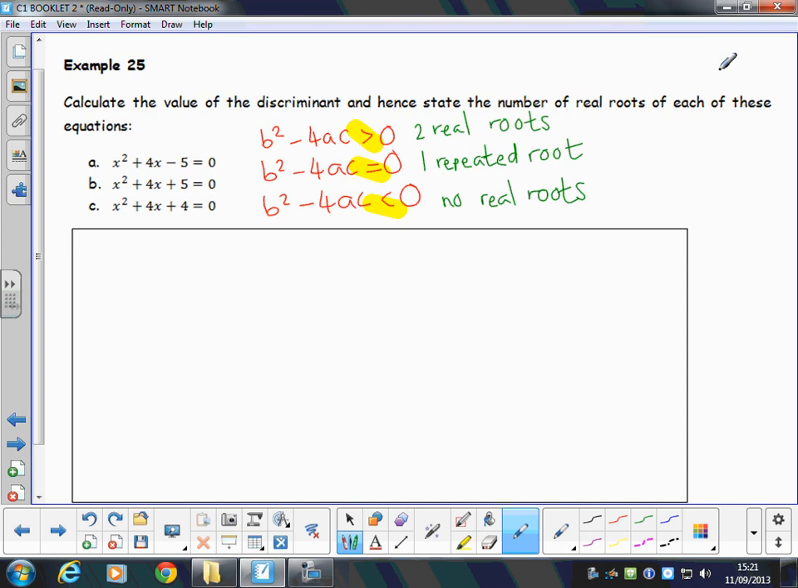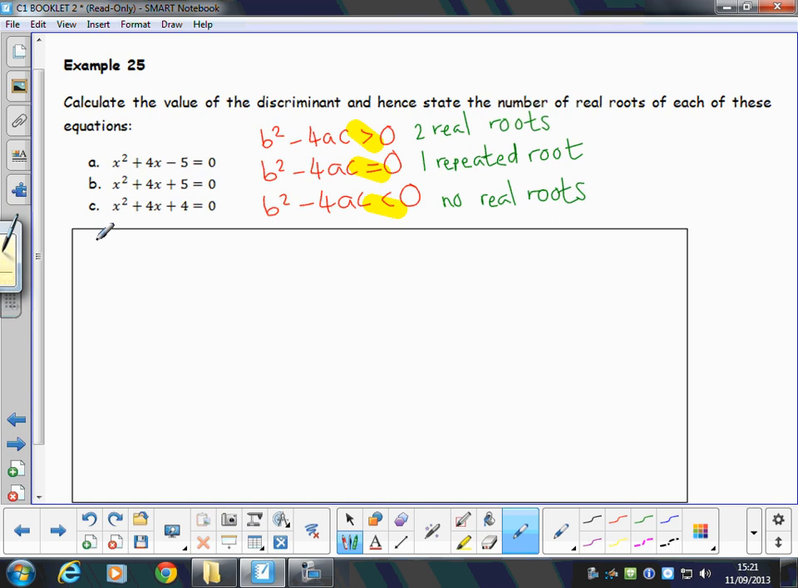C1 Quadratics Example 25. In this example, we need to calculate the value of the discriminant and then determine the number of real roots of each of these equations. If you remember, the discriminant we can work out by doing b squared minus 4ac. And then we can work out the number of roots by using these three properties here.